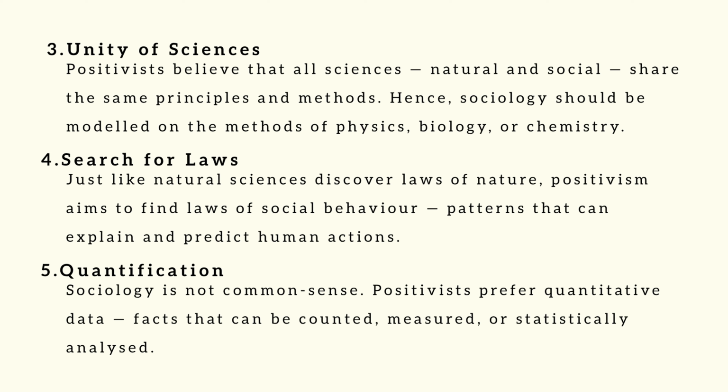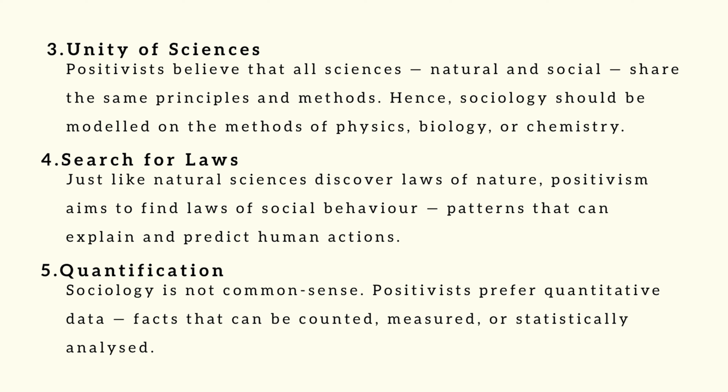Another major feature of positivism is its search for laws. Just like how natural scientists look for universal laws, positivists believe social scientists should look for general laws governing human behavior. Auguste Comte, the founder of positivism, argued that society operates according to certain natural laws, and the main goal of sociology is to discover these laws through careful observation, comparison, and experimentation.